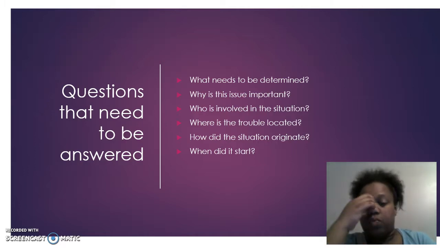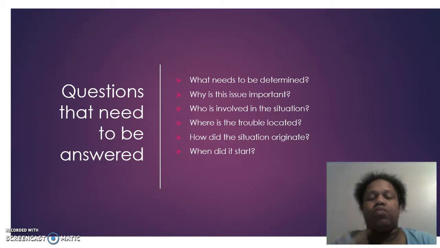And when did it start? So where and when did this situation start? Did it start in the beginning and we just never noticed it? Has it always been a problem? Has this just occurred because we made a change somewhere and we didn't realize it? When did it start?